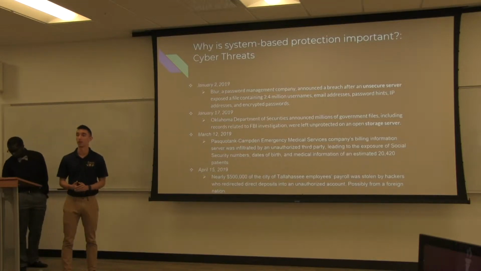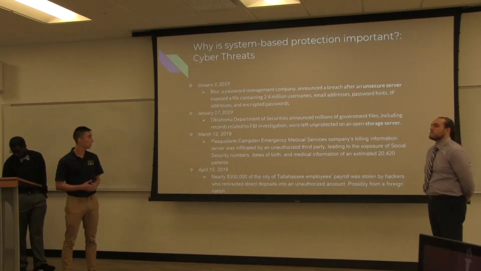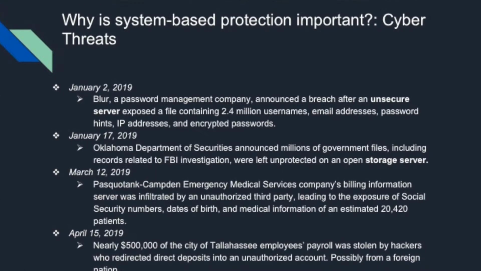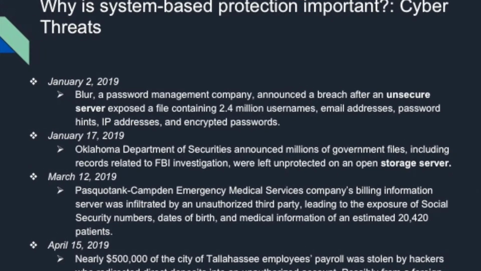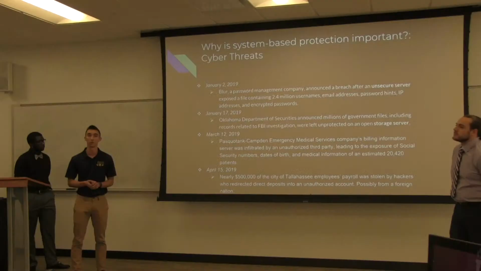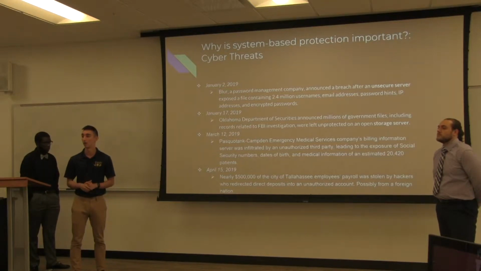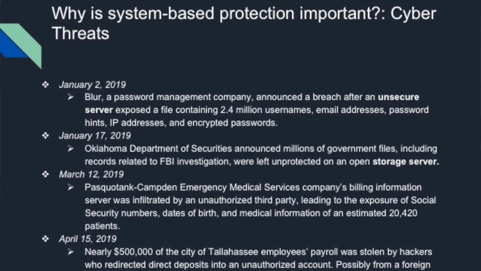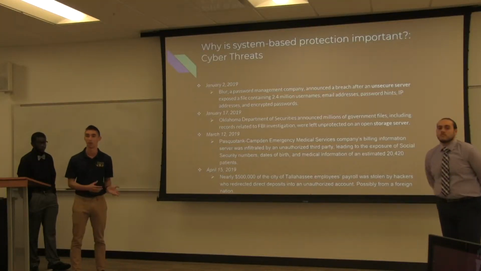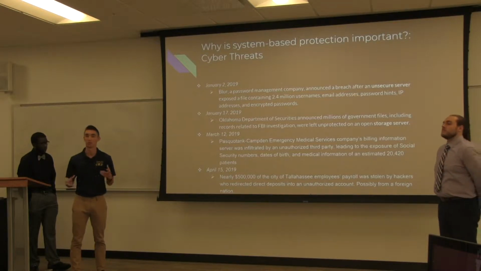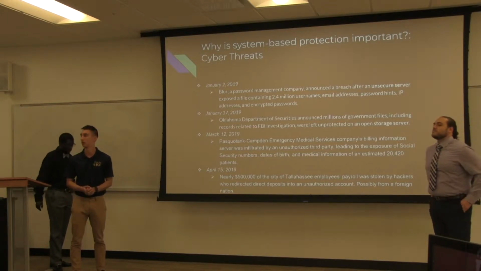Some records relating to an FBI investigation, and all of this is also based off an unsecure open storage server. The next company is an emergency medical services company. Its billing information server was also infiltrated by a third party, exposing around 20,000 patients' records. And the last one hits closer to home. A week and a half ago, the payroll of around 500,000 employees in Tallahassee was stolen because a hacker redirected their direct deposits to his account, and they thought this was possible from a foreign nation, but this is also due to a vulnerability in a server that had all this information.